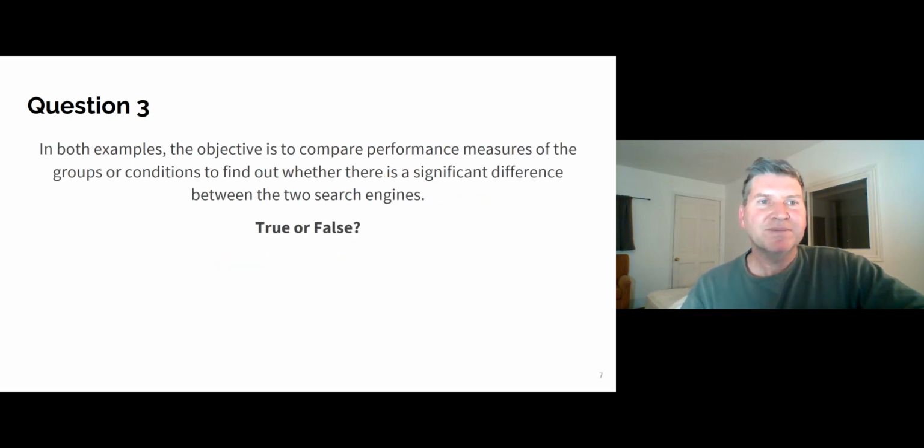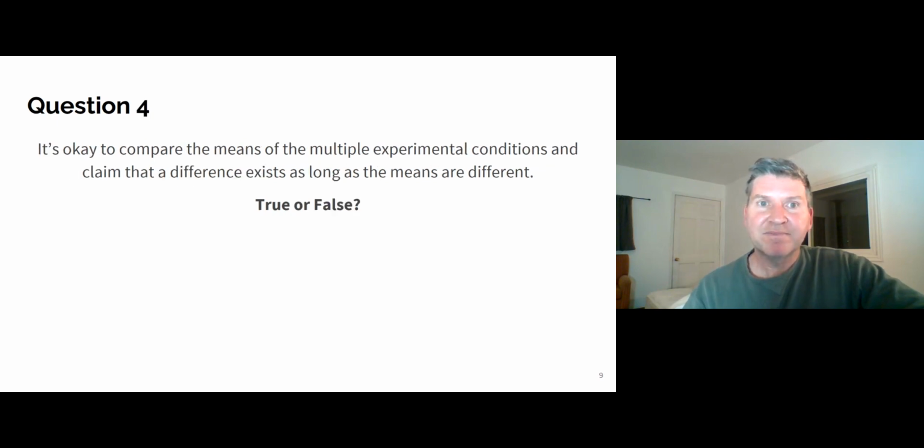The third question. In both examples, the objective is to compare the performance measures of the groups or conditions to find out whether there's a significant difference between the two search engines. True or false? It's true, because that's what we're trying to observe with our research experiment.